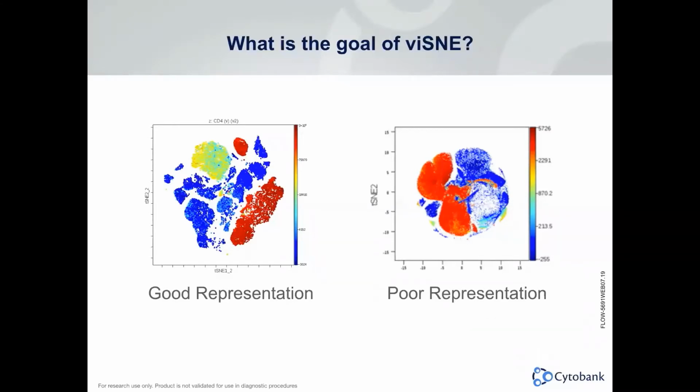Here on the left is a well-defined viSNE map with each island well separated. And on the right hand, everything's smeared together, which could be an indication of not enough iteration. If we stop the iteration in the middle, you're not generating a good map. So we have a way to find out if you have enough iteration for your run by looking at a value called KL divergence. We will touch upon that in the app demo later with the viSNE run.